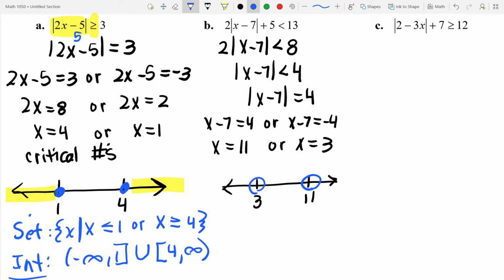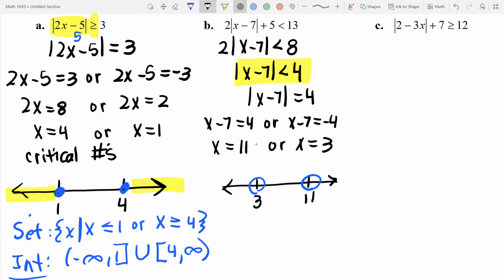Okay. Now, you know where we're going to test? We're going to test from the isolation. We're going to test from right there. That's going to be way, way, way easier than testing from the original.